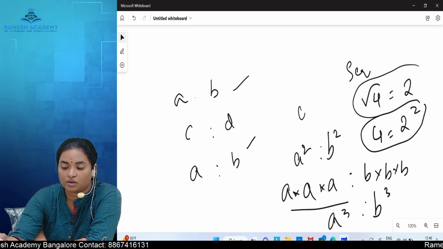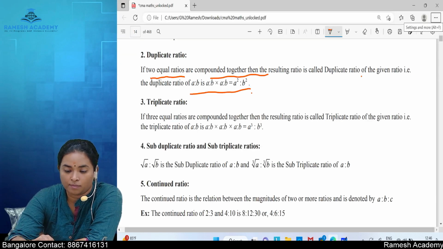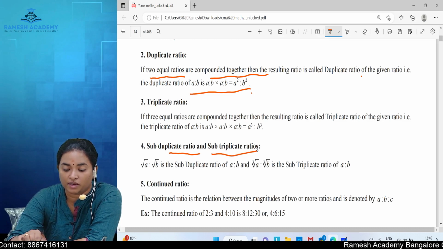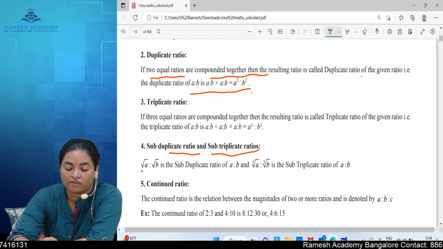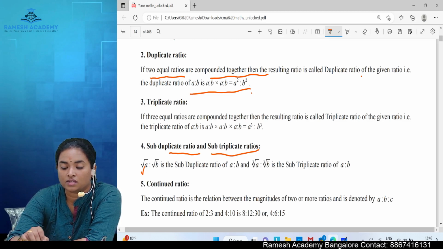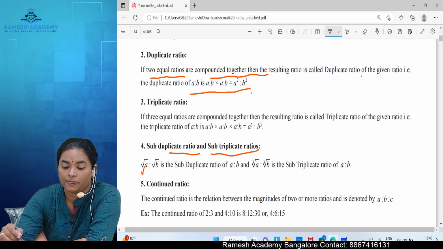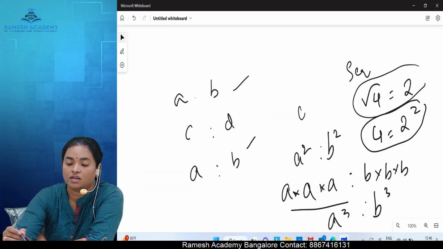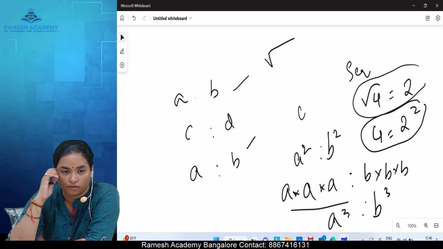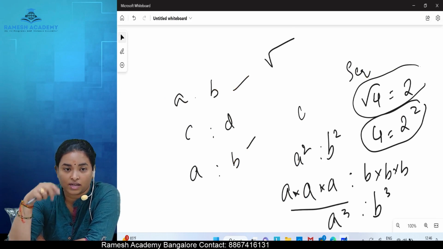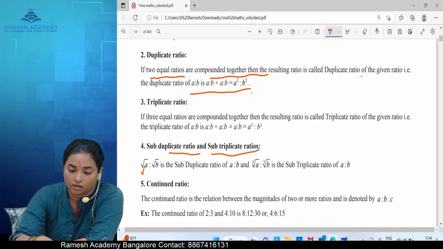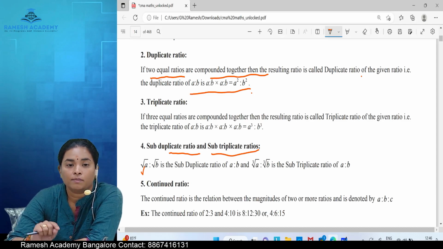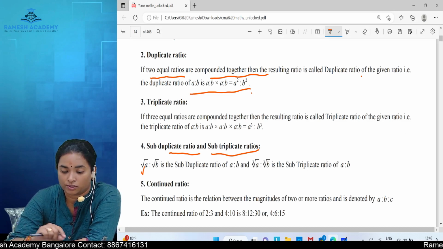Now till now you did this. Now there is something called subduplicate ratio and subtriplicate ratio. What they do is they find the roots of A is to B. So when you find the square root of the given ratio, we call it subduplicate ratio, and the cube root, subtriplicate ratio.